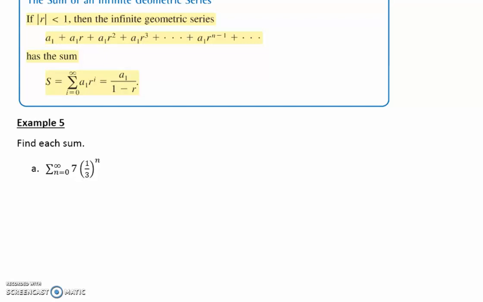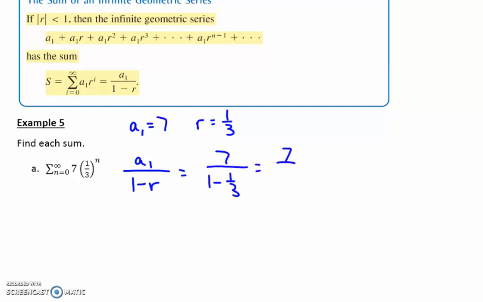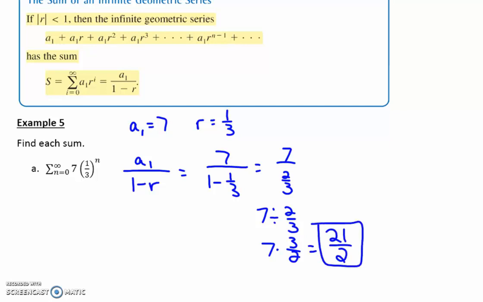All right, so for the first example, we know that a sub 1 is 7. We know that r is 1/3, and we're just going to plug those into the formula. So a sub 1 over 1 minus r. So 7 over 1 minus 1/3, which is really 7 over 2/3, which is the same thing as saying 7 divided by 2/3, which is the same thing as saying 7 times 3/2, which is 21 halves. And to give an exact answer, you would leave it as a fraction.